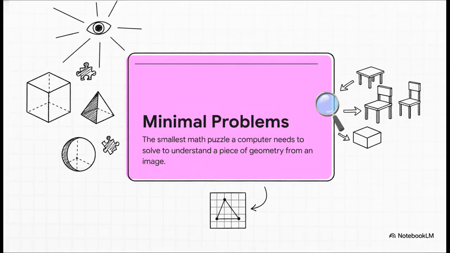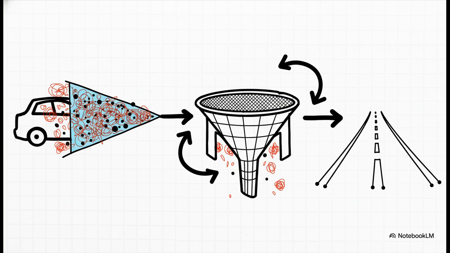At the very heart of all this are these things called minimal problems. Think of them like the individual Lego bricks of understanding geometry. Each one is this tiny but absolutely crucial math puzzle. And when a computer solves one, it reveals one small truth about the 3D world, using just the clues from a 2D image.